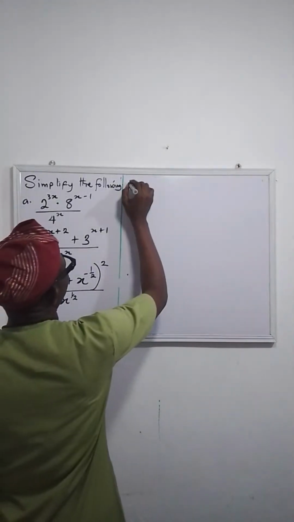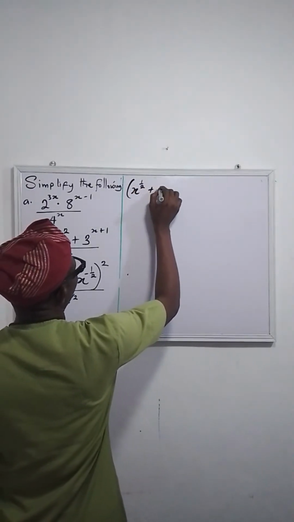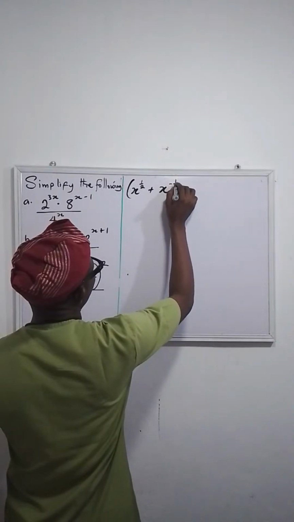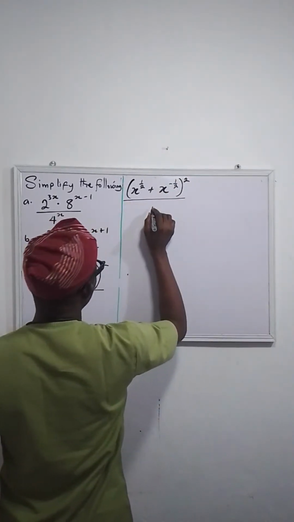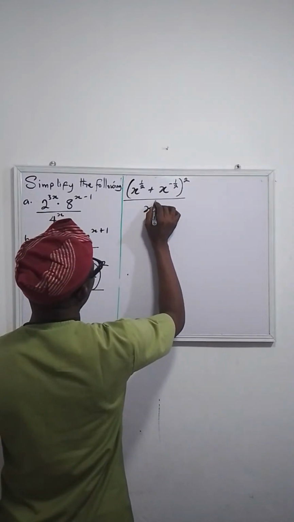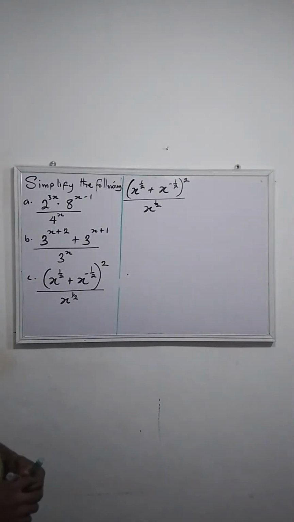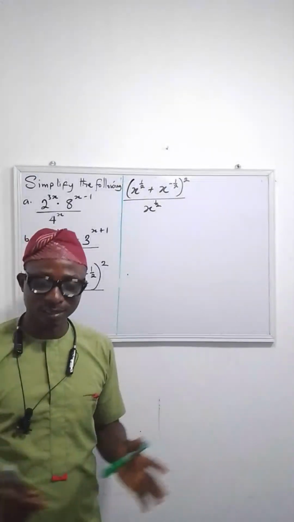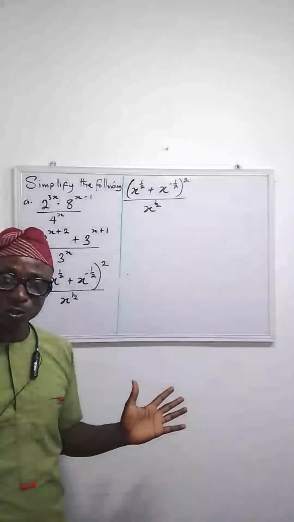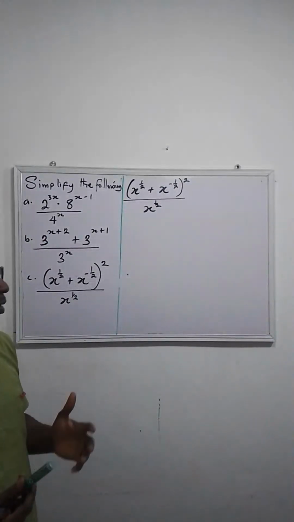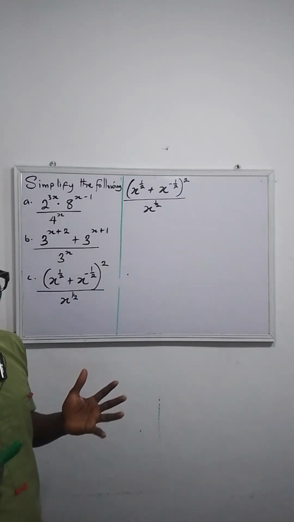Okay, we have x raised to the power of 1 over 2 plus x raised to the power of negative 1 over 2, all raised to the power of 2, all over x raised to the power of 1 over 2. All right. So how do we solve this type of problem? We have to carefully look at the question and ensure that we don't make any method mistake.